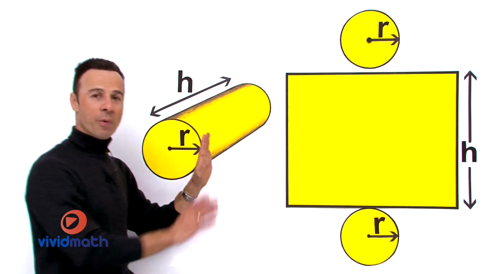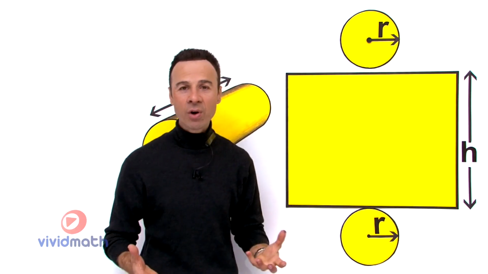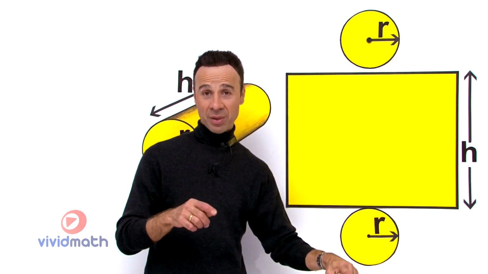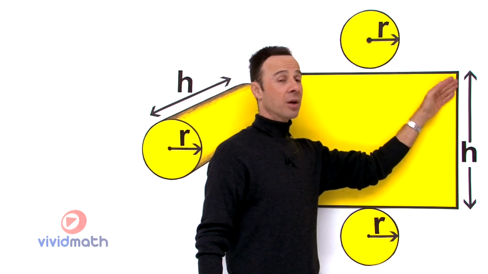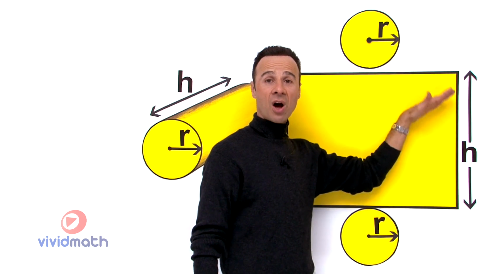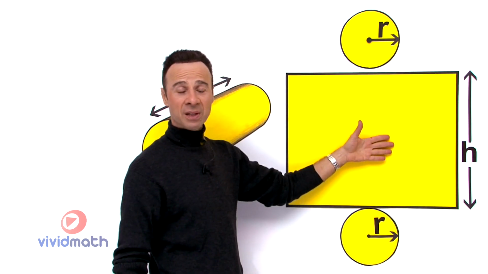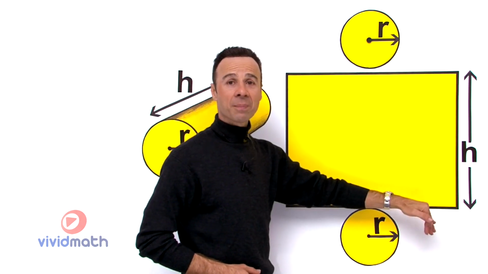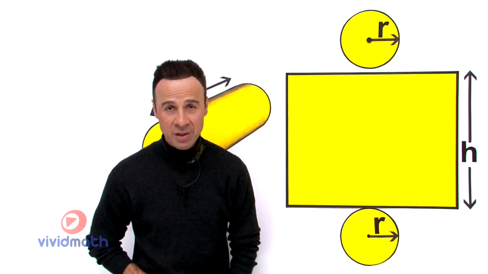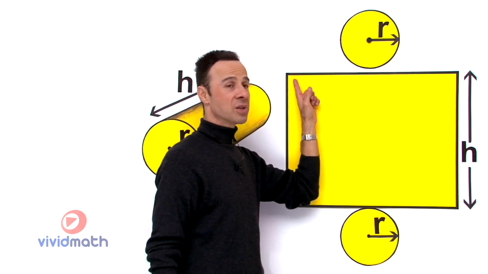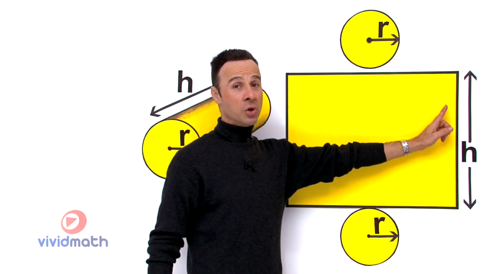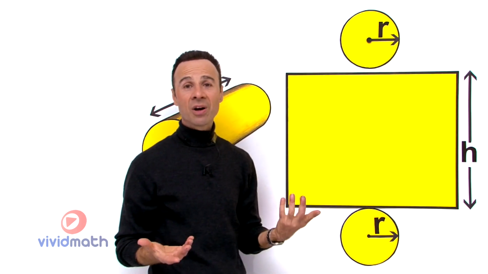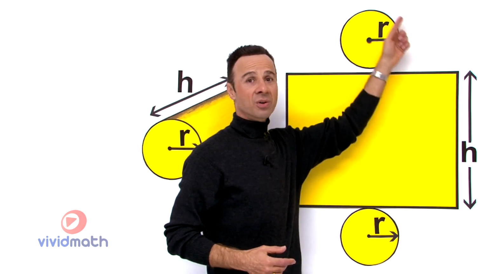So when we flatten it out, to find the area of it, all we need to do is find the area of a rectangle, which is length times breadth, or length times height. So the area of this rectangle is merely that length times the height. But the big question is, what is this length from this corner to that corner? Notice that this corner to that corner wraps itself around that circle. So we need to know the distance around the circle.